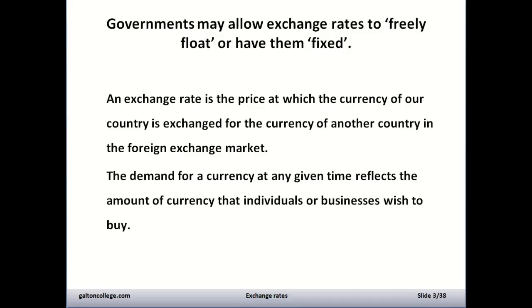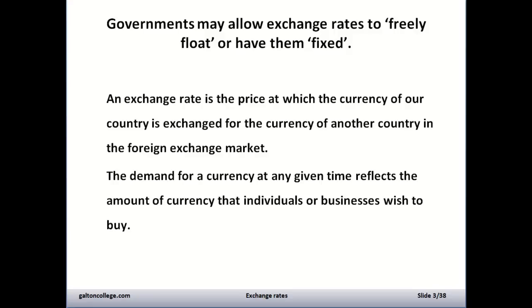And the value of the exchange rate, of course, is determined by our desire to have a different currency, be that to pay for a holiday or to pay for imports or whatever. So the exchange rate tends to be determined by us. Now, the government can respond to this by having a freely floating exchange rate or a fixed one.